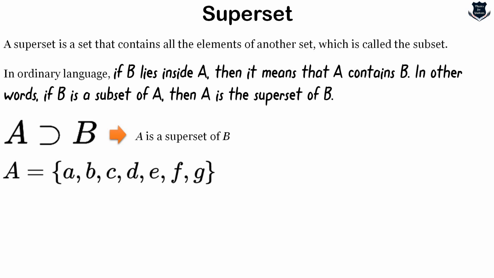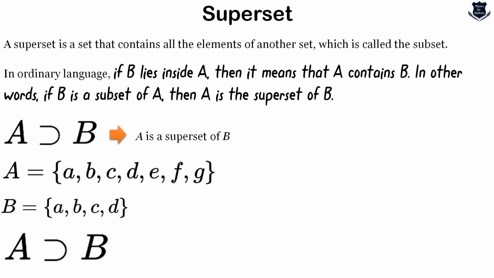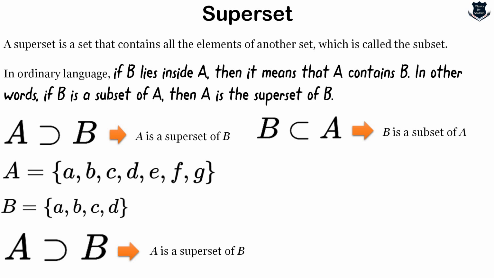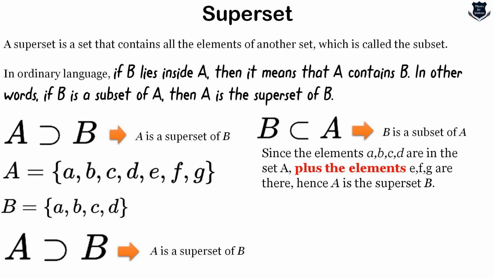Say for example, A equals {A, B, C, D, E, F, G} and B equals {A, B, C, D}. Then we say that A is a superset of B. Why? Because all the elements of B are there. And yeah, A is a superset of B, and B is a subset of A. Obviously, because the elements of B are in there, B can be a subset of A. So since the elements A, B, C, D are in the set A plus the elements E, F, G, that means A contains A, B, C, D, and B contains A, B, C, D. If that were so, it is not a superset. It should have some extra elements, that is E, F, G, and hence A is the superset of B.